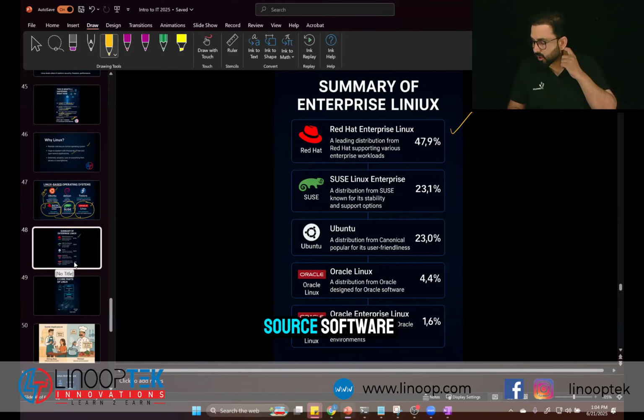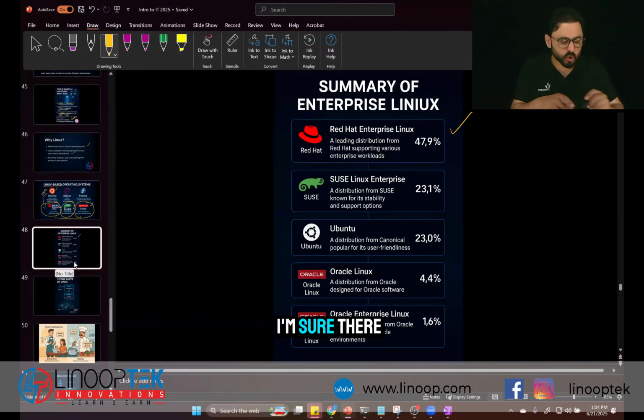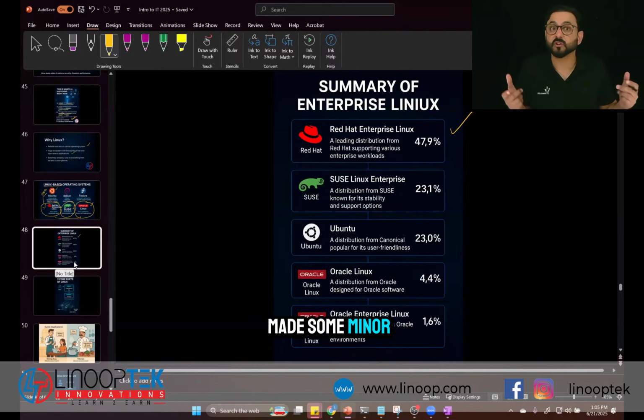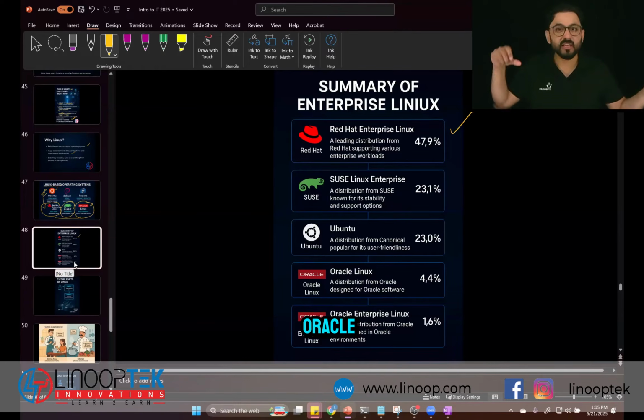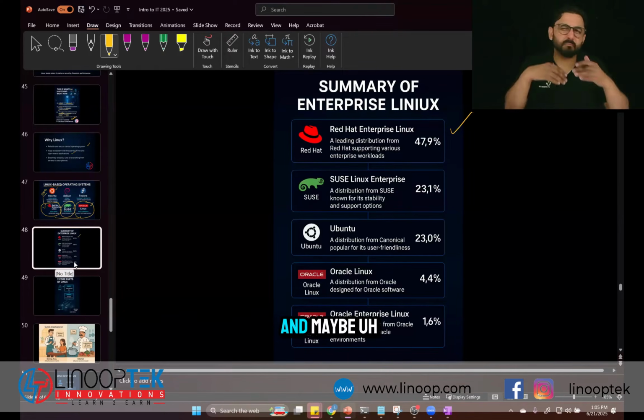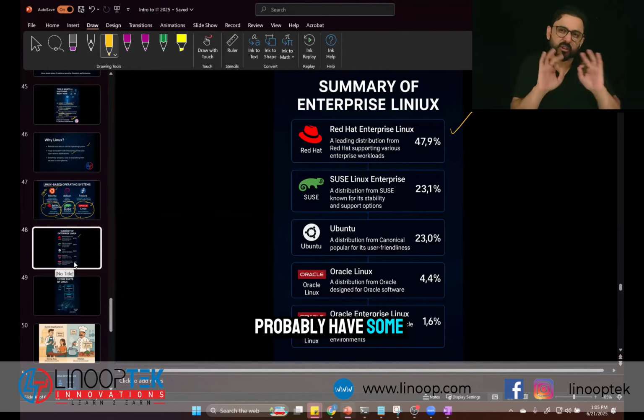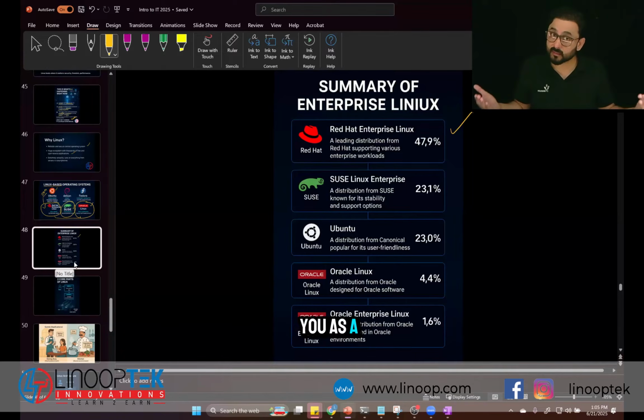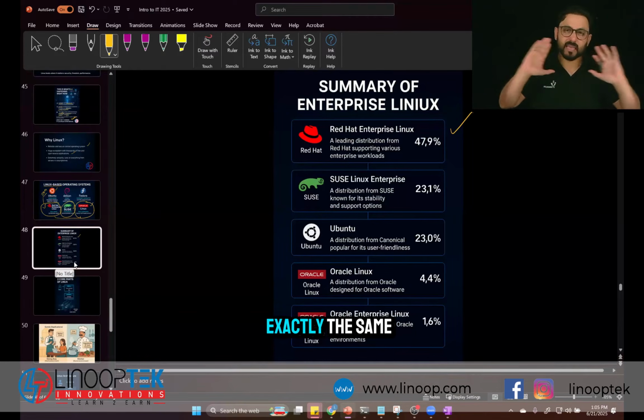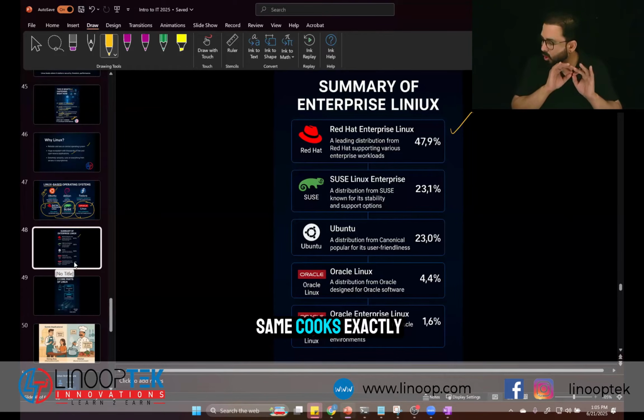Question over here: with open source software, are there any copyright laws? Can Oracle just take Red Hat features, or are there some regulations? I'm sure there are some regulations. I'm sure there are some guidelines that you cannot take something and just have a 100% ditto copy. I'm sure they made some minor changes, such as changing the name from Red Hat to Oracle, changing the logo from Red Hat to Oracle, stuff like that. And maybe in depth, they probably have some slight changes as well. But for me and you, as a system administrator, system engineer, it looks exactly the same, smells exactly the same, cooks exactly the same.